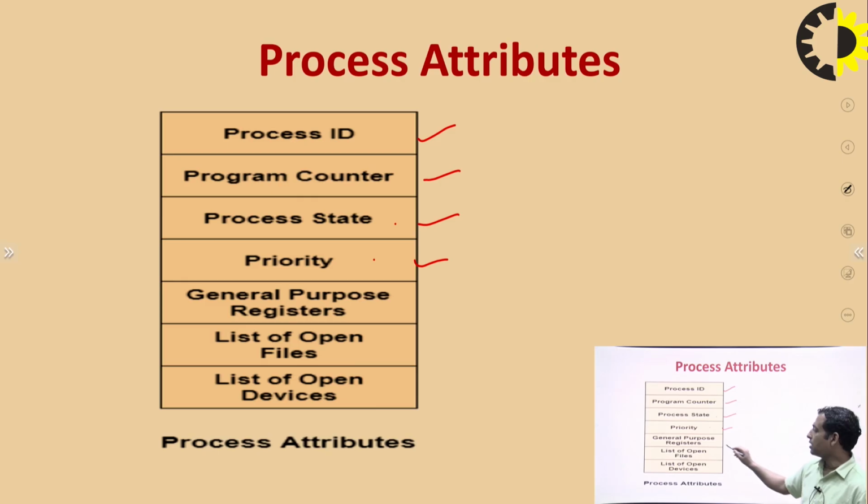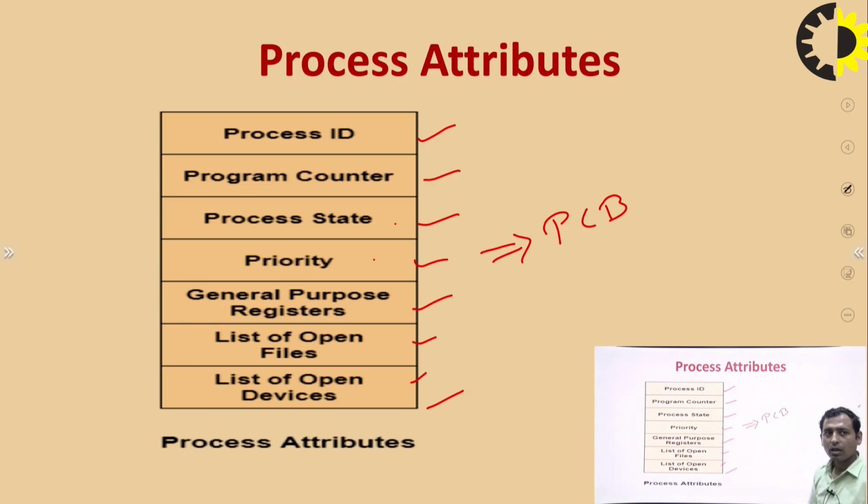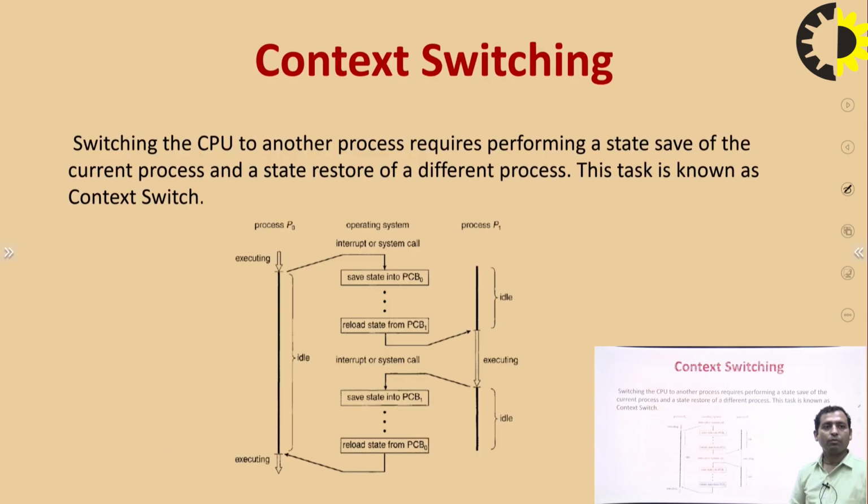And different registers are there, the general purpose registers, to keep track of what is going on. Then there is the list of open files and the list of devices associated with a particular process. So all the information associated with the process is kept in a data structure, and this data structure is known as the PCB. When we deal with a process, we are also dealing with the PCB.